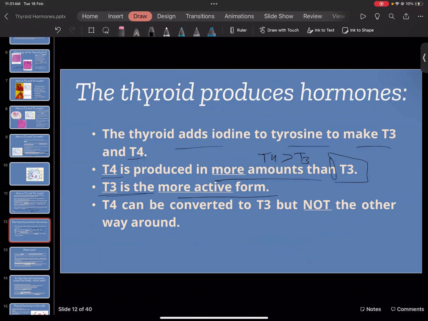So guys, you remember that I said that T3 goes back to the hypothalamus and the pituitary and tells them to stop making hormones. That's because T3 is the more active form. It just does more work. So because T4 is made more and T3 is the more active form, it makes sense that T4 is converted to T3 peripherally, but not the other way around.